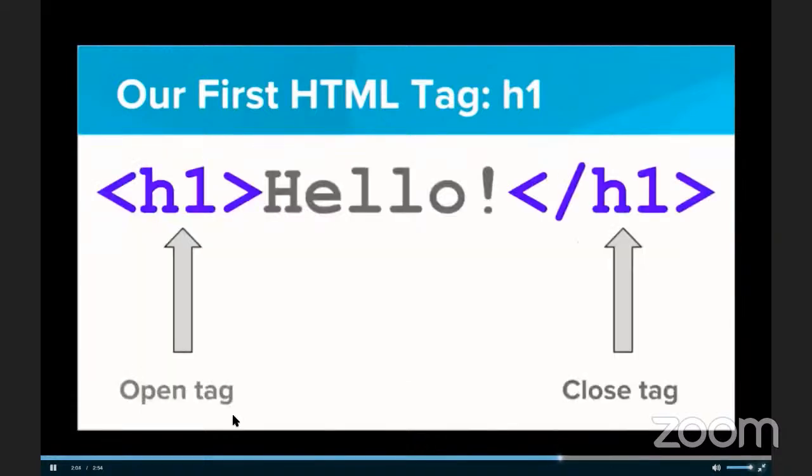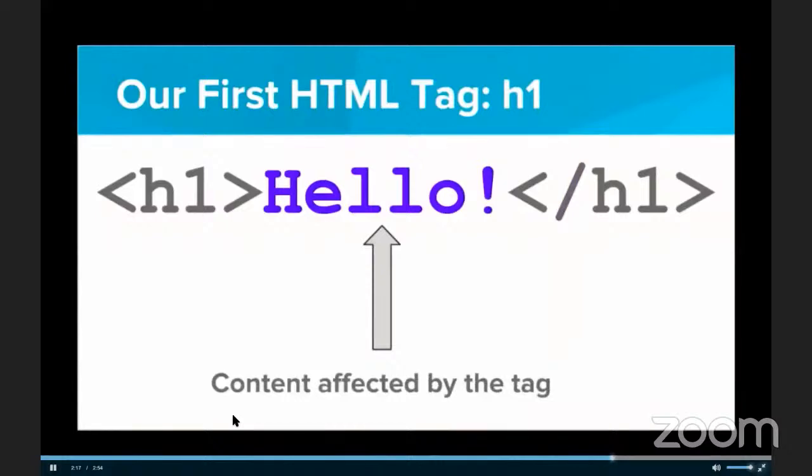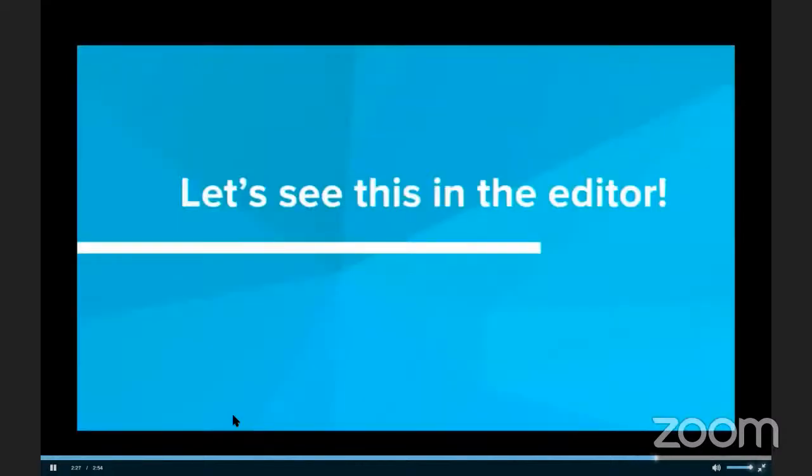Now when we use these tags, we need both an opening tag and a closing tag. And the opening tag looks exactly like the closing tag, except that the closing tag has a backslash right before the tag name. Now in between the opening and closing tag, we have the actual text or the content on the web page that is affected by the tag. So here, the hello will be affected by the H1 tag. It's decorated with H1. Let's see what this looks like in the editor.